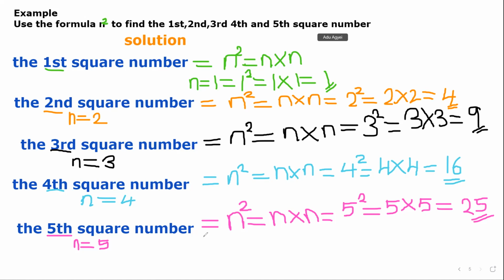So now the first square number you got what? 1. The second is 4. The third is 9. The fourth we got 16. And then the fifth we got 25. Okay, good. You can also continue from the sixth, 7th, whereby you put the 7 in place of the n. 7 times 7, 6 times 6. When a number multiplies itself, that is the square. Okay, good. And I hope you have understood the two topics.